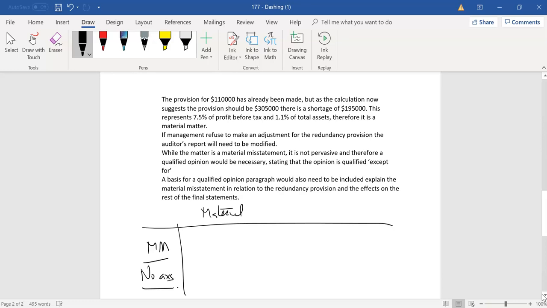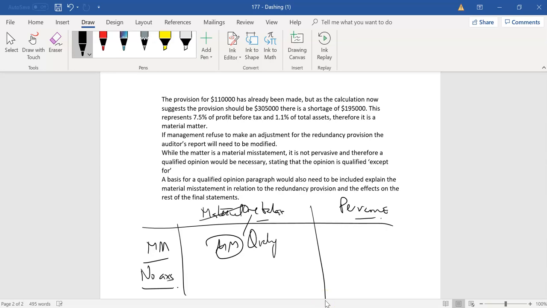So you have a scenario where it's just material. It's a one-off. It's not pervasive. I always like to call this the one balance: only one balance is affected. So you have a material misstatement on one balance, and all the other balances are fine. So we say that it is qualified. When we say qualified, we say everything else is fine except for this one balance we're not happy with.